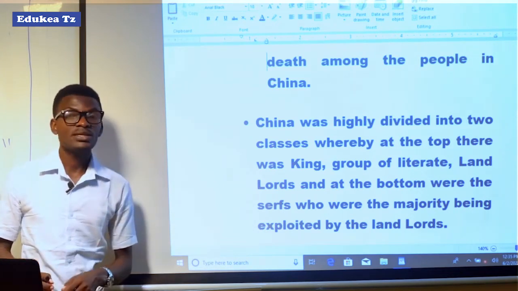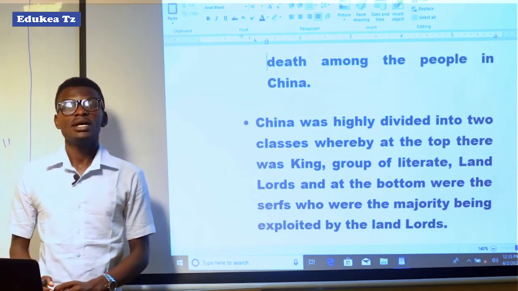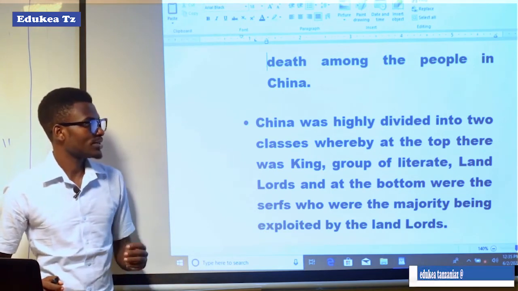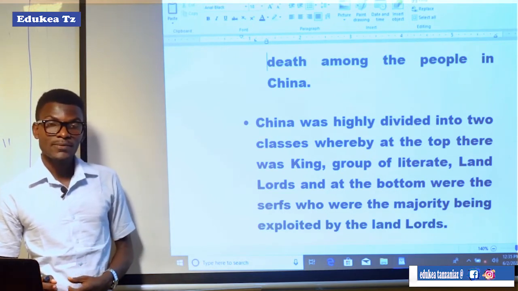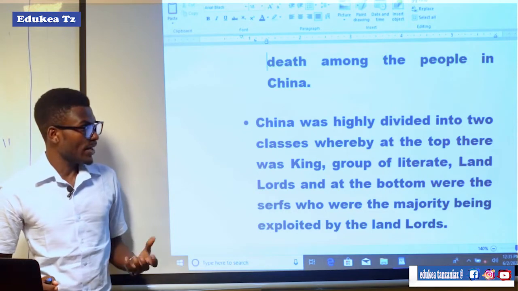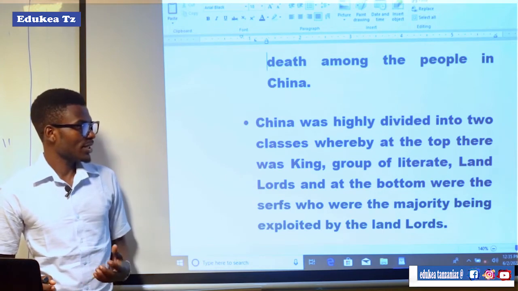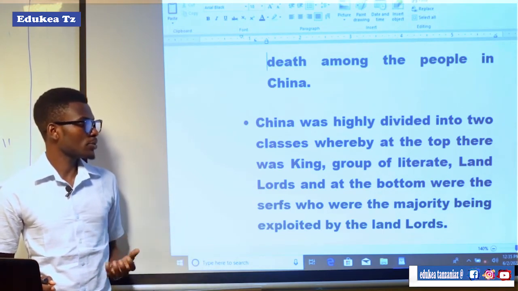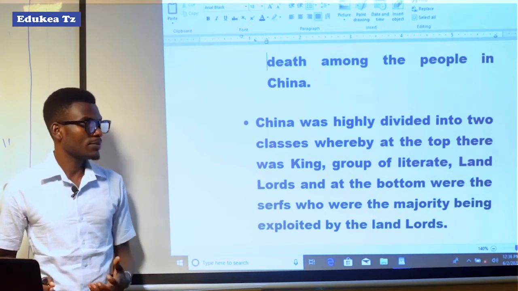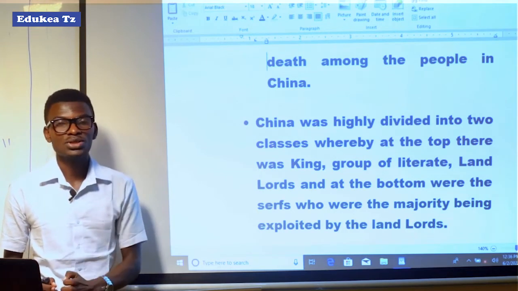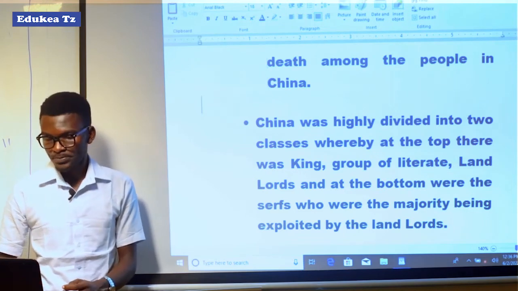by the landlords. It means that before the revolution of 1949, China was divided into two classes, whereby at the top there were the kings or queens of the dynasty, a group of literate landlords, and at the bottom were the serfs and the peasants, who were the majority being exploited by the landlords. And that was the common situation also before the revolution in China in 1949.